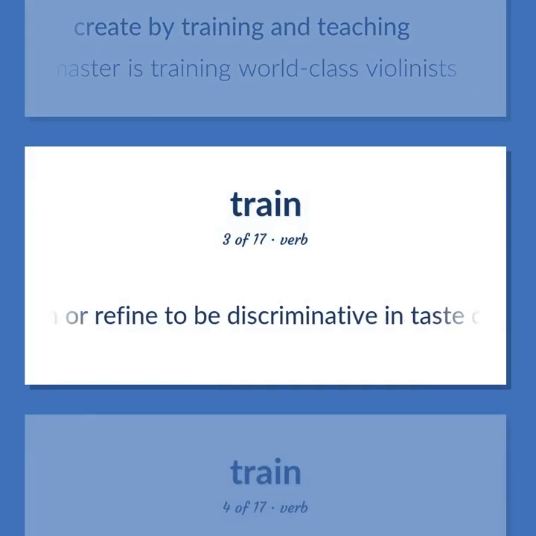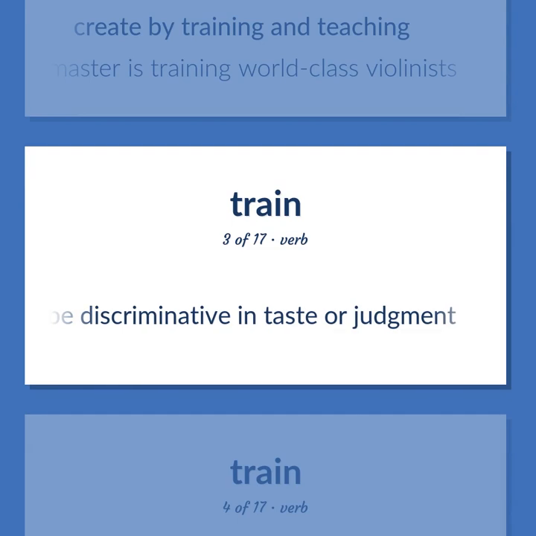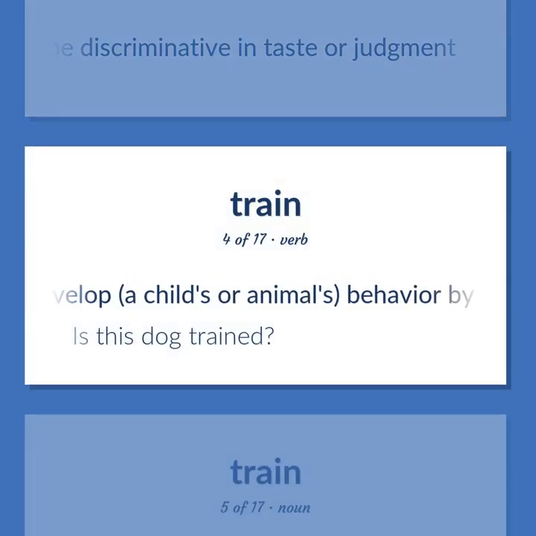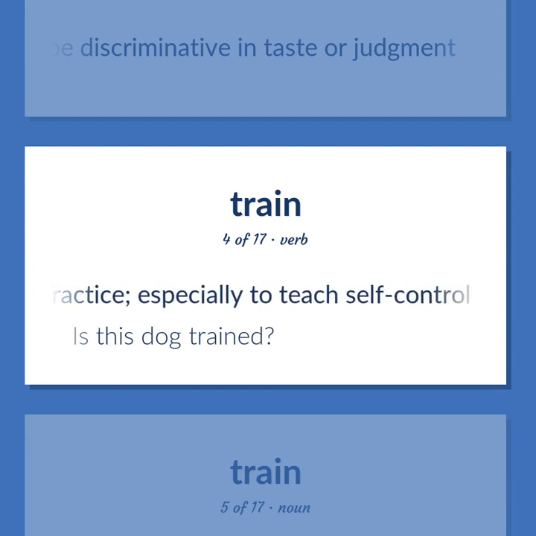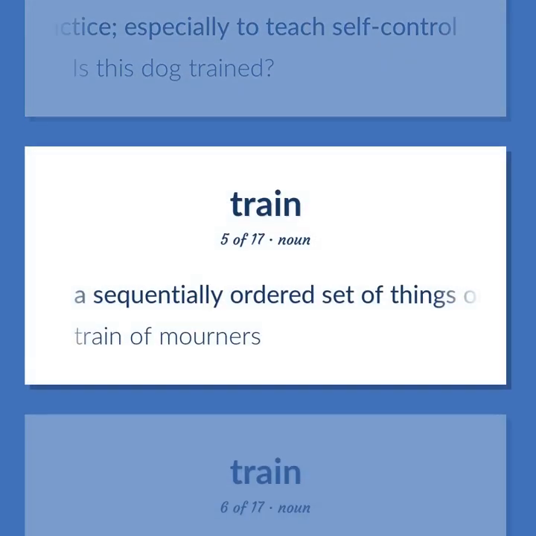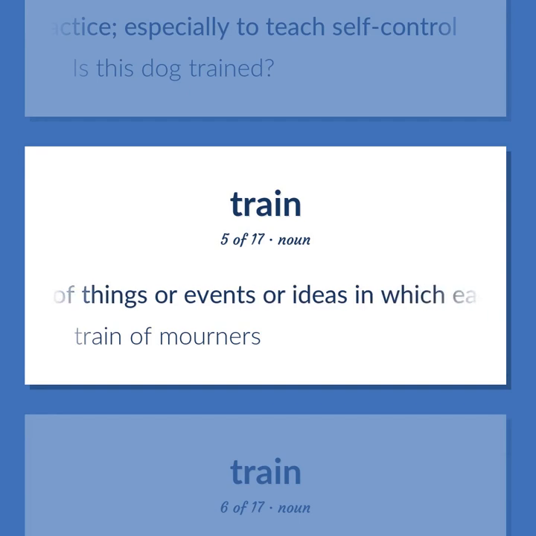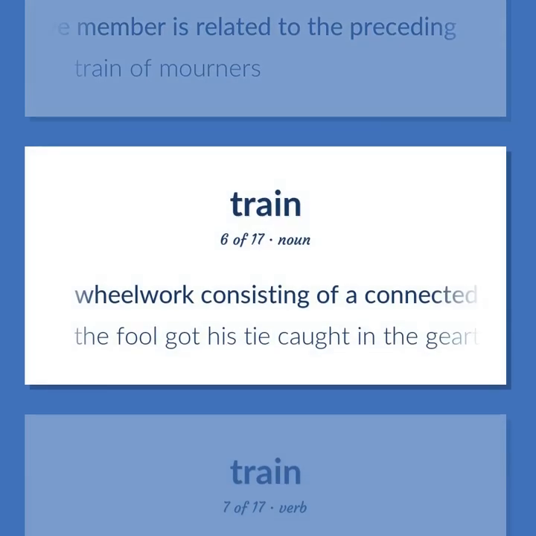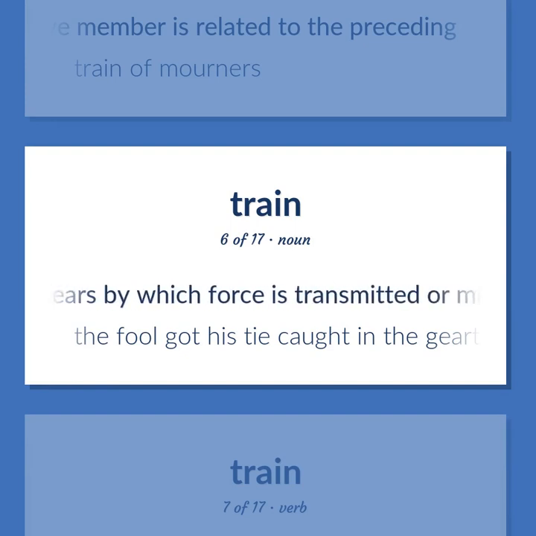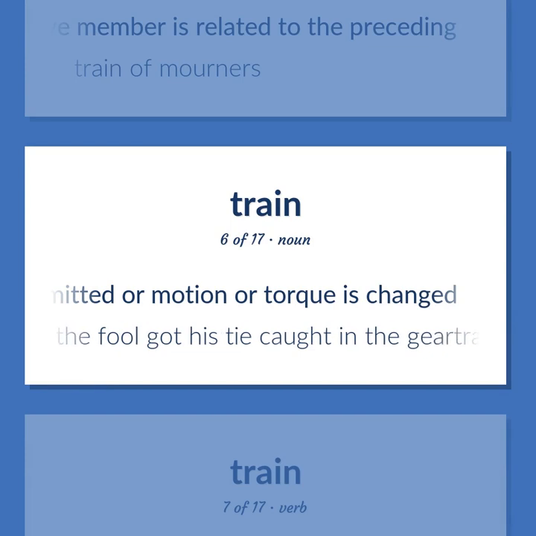Teach or refine to be discriminative in taste or judgment. Develop, a child's or animal's, behavior by instruction and practice, especially to teach self-control. Is this dog trained? A sequentially ordered set of things or events or ideas in which each successive member is related to the preceding. Train of mourners. Wheelwork consisting of a connected set of rotating gears by which force is transmitted or motion or torque is changed. The fool got his tie caught in the gear train.